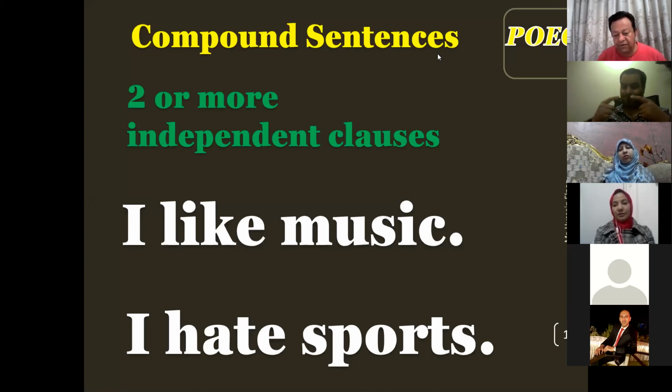We have contrast. I like, and this one, hate. Like and hate. Yes, because they are the opposite. The ideas are opposites. That's why I'm using "but." So we use each of the fanboys for a reason, and you know that so well, mashallah.